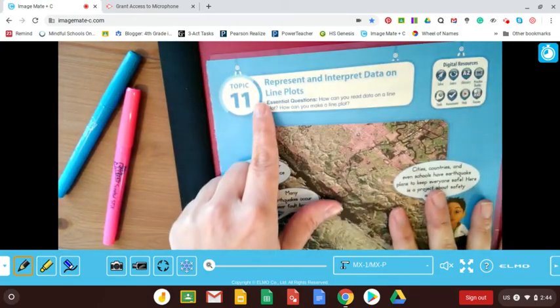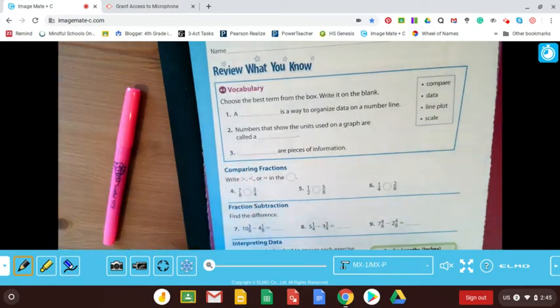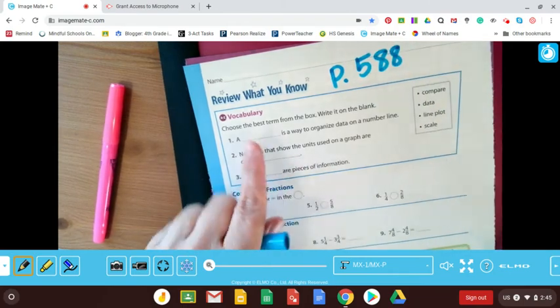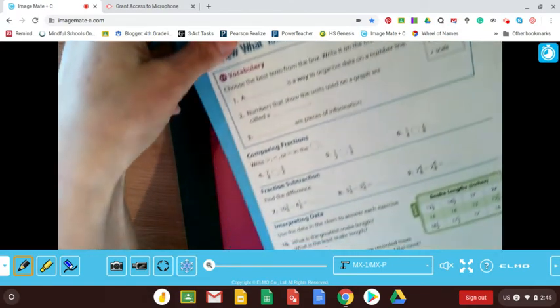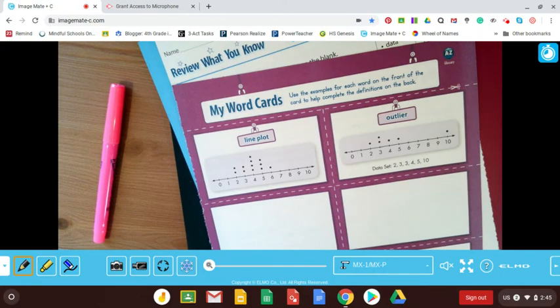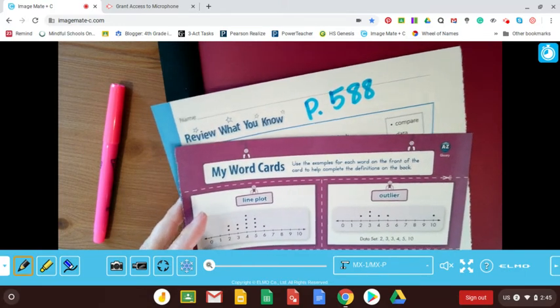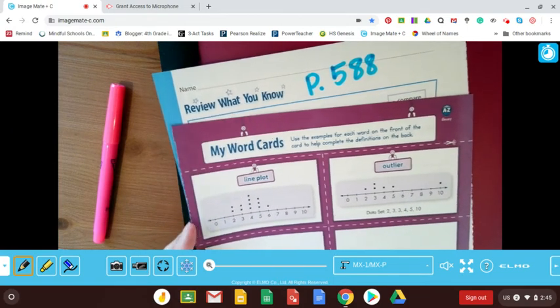We are going to be starting topic 11, and we're going to be on page 588. So this is the page here. I'm going to write the number on the top, page 588. We're also going to be using the purple word cards that are associated with this topic. There's only two words to know, line plot and outlier, and we're going to be talking about those as well today. So make sure that you have everything you need, a piece of paper, some markers, and your math workbook. Pause this video and go get those things, and then come on back.